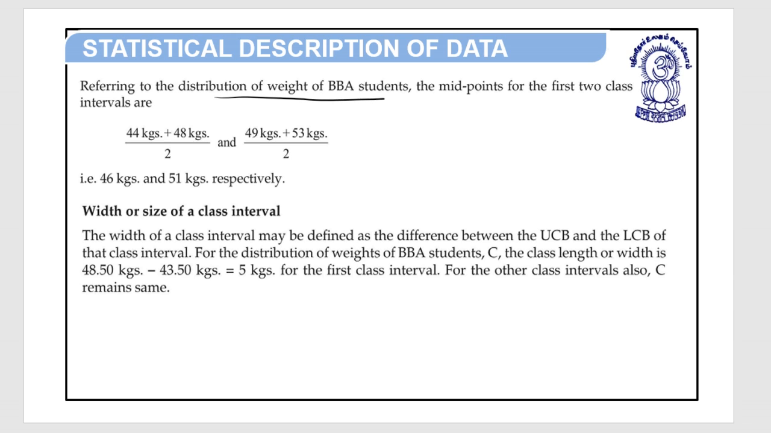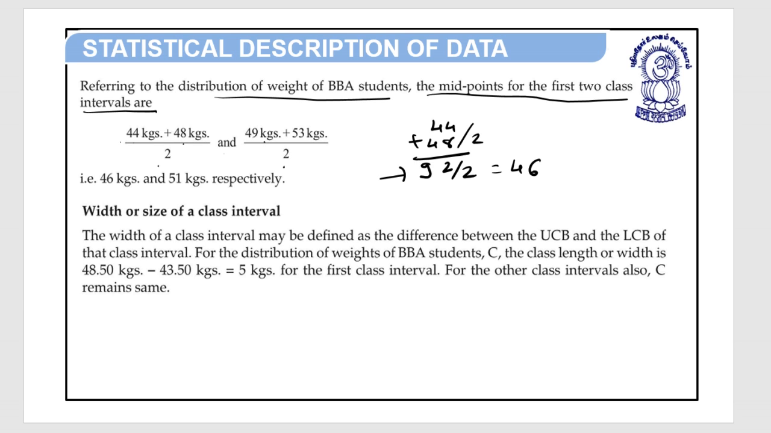Referring to the distribution of weight of BBA students, the midpoints for the first two class intervals are 44 plus 48 by 2 and 49 plus 53 by 2. So 44 plus 48 is 92, 92 by 2 is equal to 46. 49 plus 53 is 102, 102 by 2, it is 51 kg.